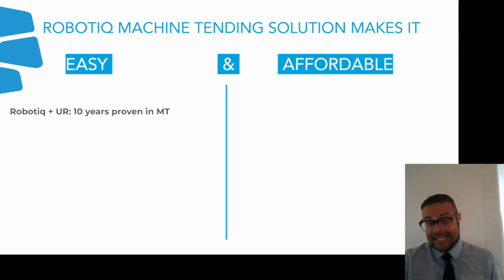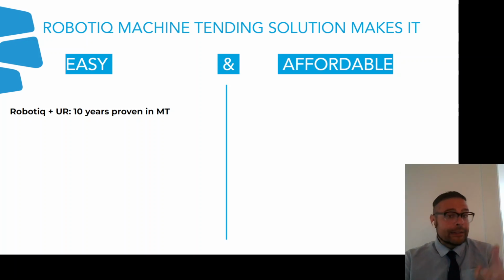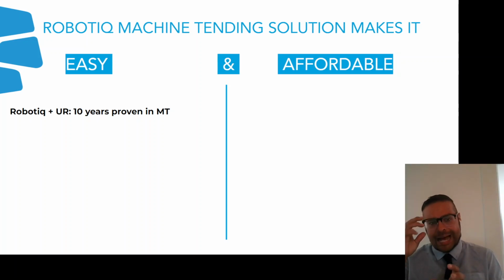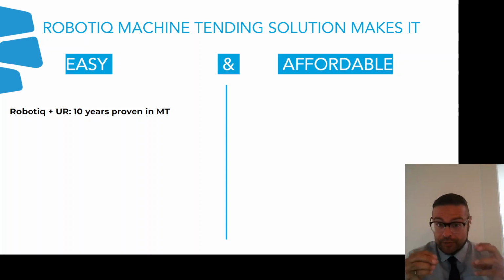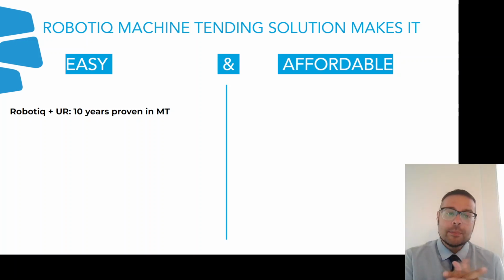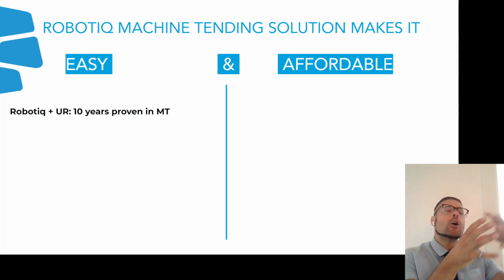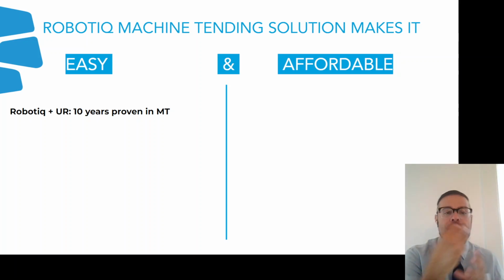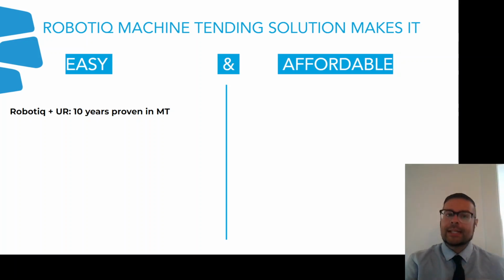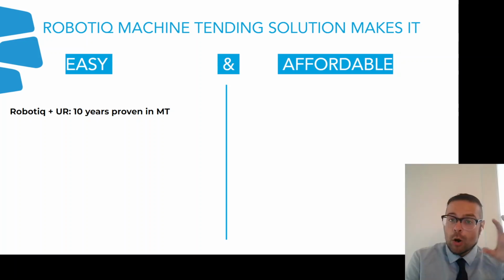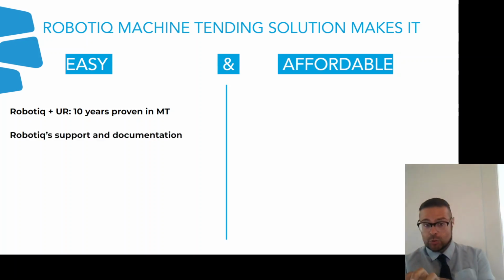So how do we make it easy? Well, Robotiq and UR robots have more than 10 years proven in machine tending. We have designed components that are used for machine tending. UR robots have been used for machine tending for years now, so we know we can already fit in this industry. Robotiq has a lot of support and documentation.